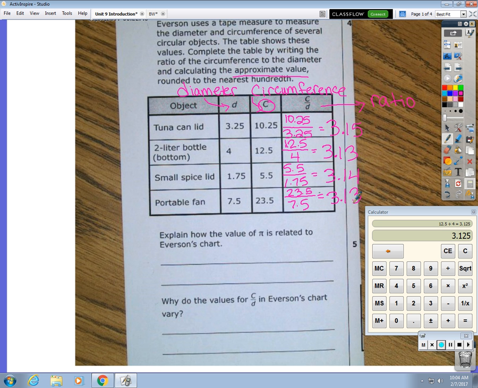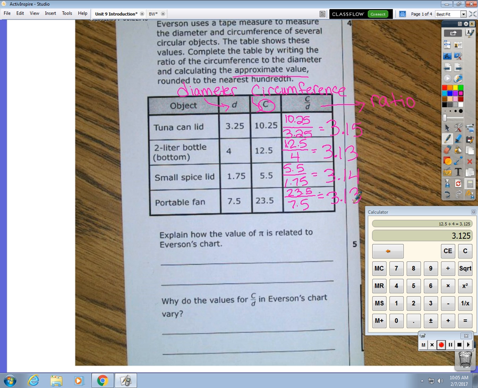Okay, so in this table, we got pi. Yes, we did. In this table, we had 4 different circular objects. And this person went ahead and measured the diameter of each one of those and the circumference of each one of those. And then when we divide the circumference they got by the diameter, we get close to the value of pi. It's an approximation.